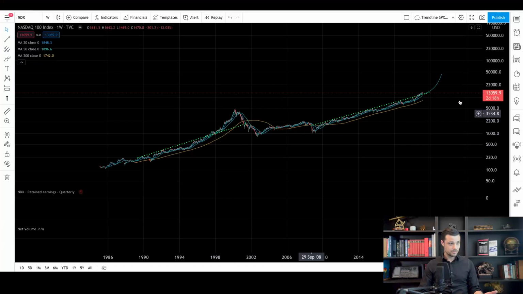But once again, look at how a bubble looks. It looks like this. Right now it's linear, so the bubble has not come yet. So I expect crazy moves in the coming year, 2 years, maybe 100 to 200%. But once again, I'm going to keep an eye on all my indicators and see if yes or not they confirm my scenario.